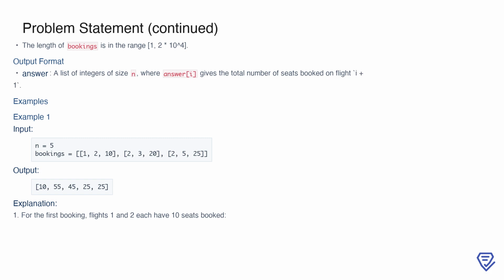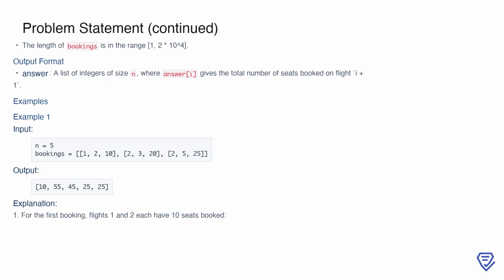The number of flights, n, ranges from 1 up to 20,000, meaning we can have a very large number of flights to process. The bookings array can also be substantial, with up to 20,000 entries. Each entry in the bookings array is structured as first, last, seats, where first and last specify a valid range of flights from 1 to n. The number of seats booked in each range, represented by seats, can be as high as 10,000.